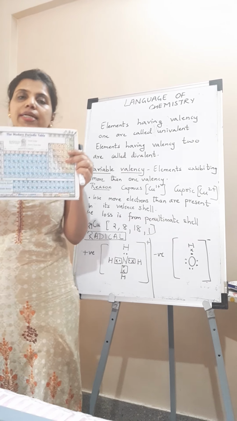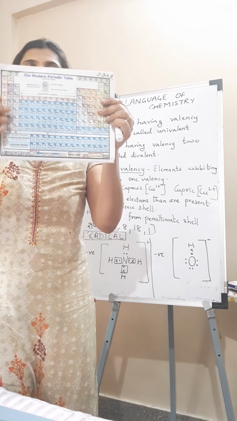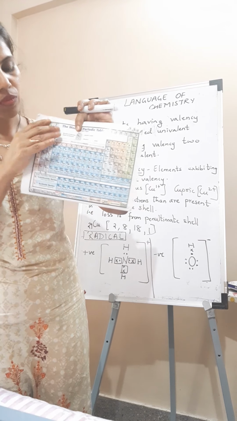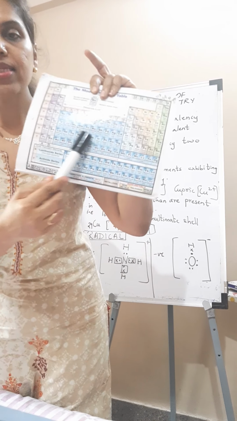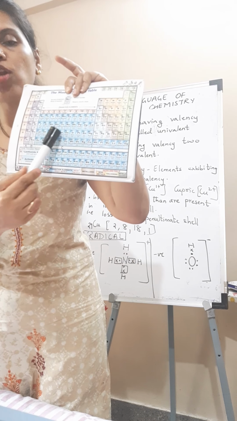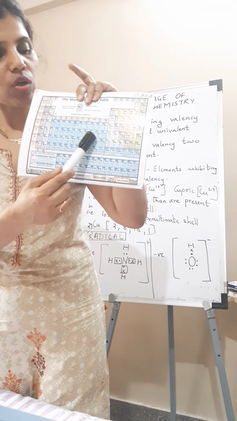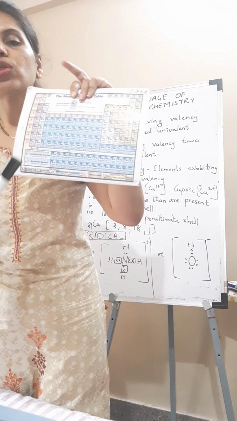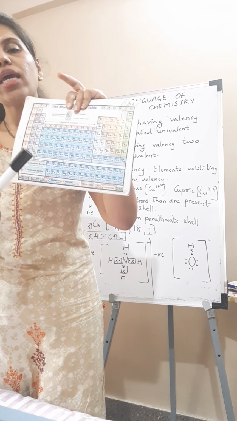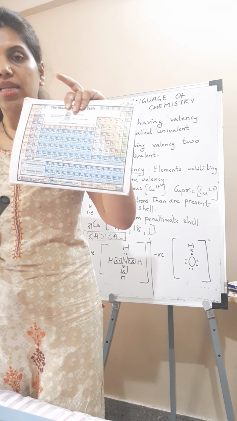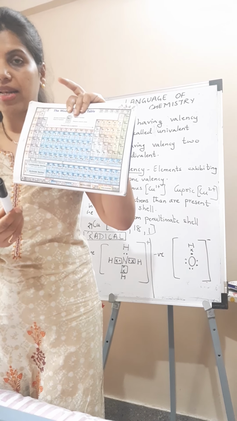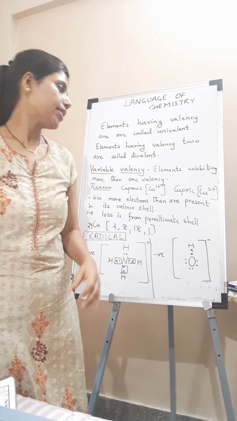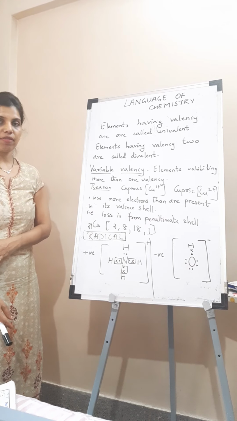This is the periodic table. Now in the periodic table you can see the elements which are placed over here at the center, in the middle of the periodic table. These particular metals are known as transition metals. So these metals exhibit more than one valency and they all have variable valency. So we'll understand with respect to copper what is variable valency.